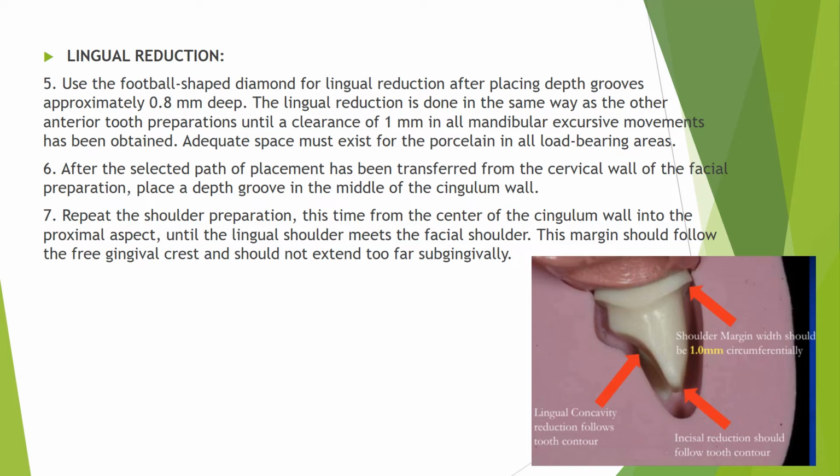Coming to the lingual reduction, you can use a football shaped diamond burr for the lingual reduction. You can place grooves also 0.8 mm, right? You can have 1 mm clearance all over. So again, I keep telling you to do reduction in 2 planes, the lingual fossa and the cingulum, right? So you can go around the cingulum, or you can slice it in a manner where you do not cut the cingulum too much, right? And that's how you do it.